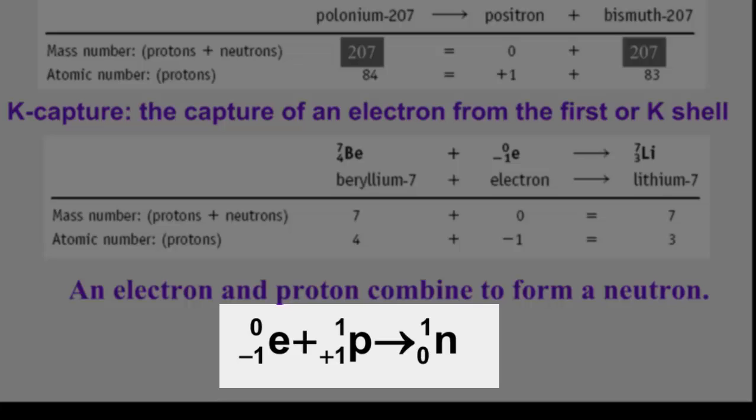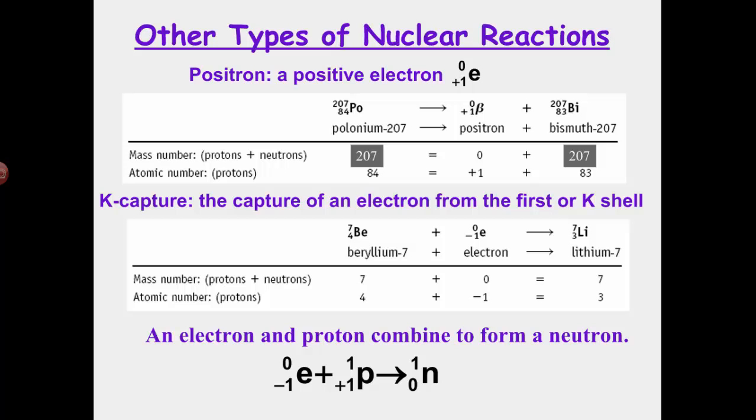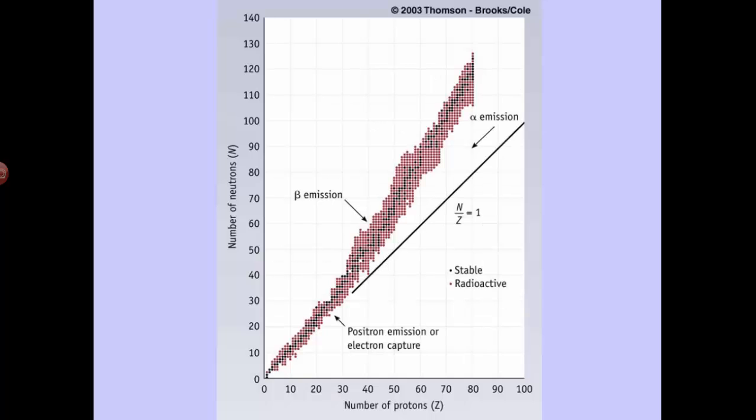An electron from the K shell is absorbed, it combines with a proton, the charges cancel, so you get a neutral particle, and the mass number is conserved, so you have a neutral particle with a mass number of 1. Well, that's a neutron. And so the number of neutrons increases by 1, but the overall number of particles in the nucleus stays exactly the same. So K-capture is the reverse of beta decay.